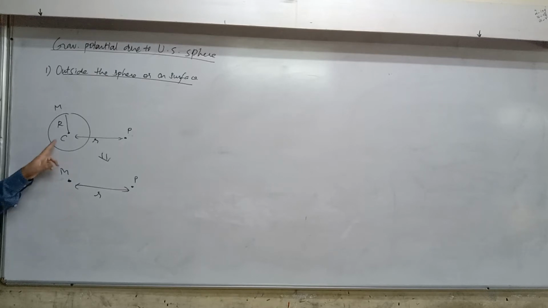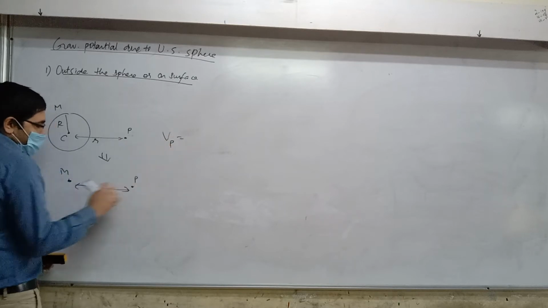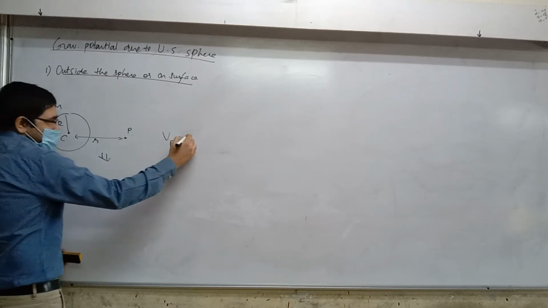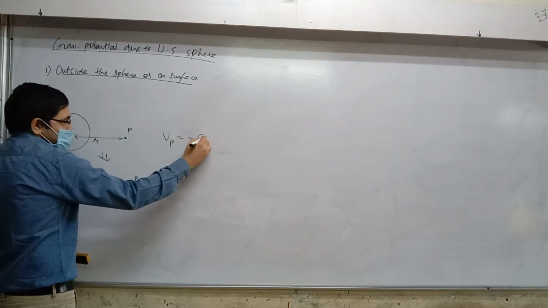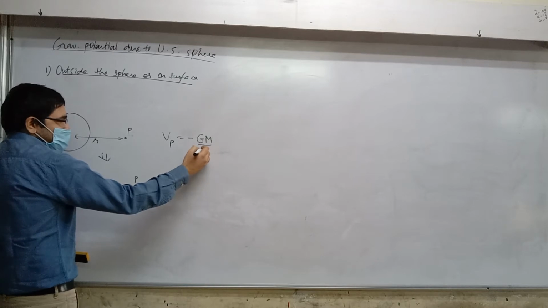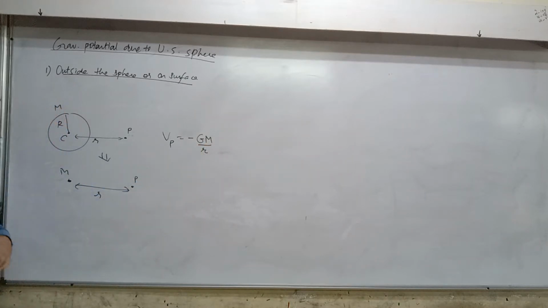Now the distance is r. So what will be the potential? If you have a point mass M and distance r and there is a point P, the potential is minus G M divided by the distance. For outside, all the formulas are so easy, everything comes just like a point mass. So outside is done.